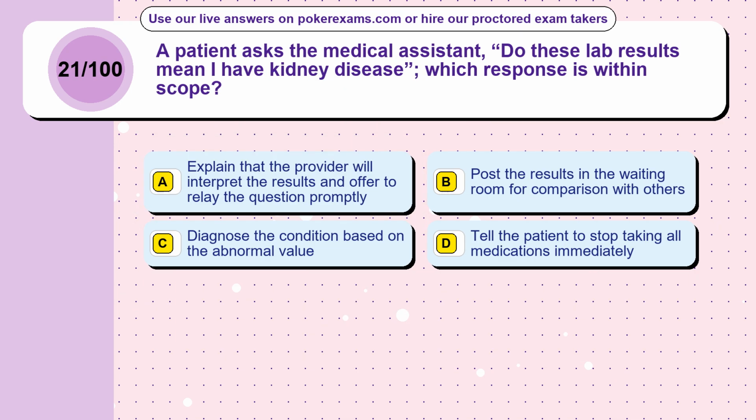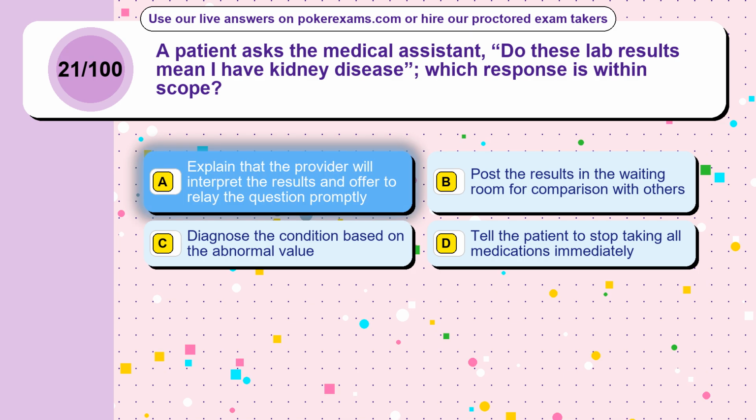Question 21. A patient asks the medical assistant, "Do these lab results mean I have kidney disease?" Which response is within scope? Option A. Explain that the provider will interpret the results and offer to relay the question promptly. Option B. Post the results in the waiting room for comparison with others. Option C. Diagnose the condition based on the abnormal value. Option D. Tell the patient to stop taking all medications immediately. The correct answer is option A.